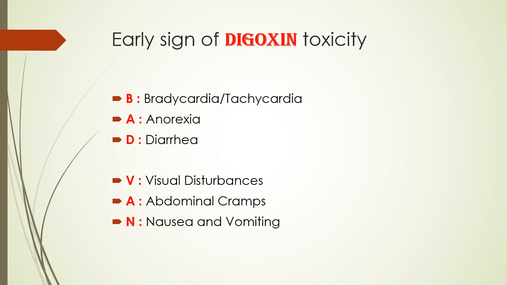Similarly, I have kept certain mnemonics regarding early signs of digoxin toxicity, which is very important during the NCLEX examination. Most of the time, they ask you about the digoxin toxicity, so you must remember this. Just remember BAD BAN. The digoxin toxicity early signs: BAD BAN. BAD, that means bradycardia or tachycardia, anorexia, diarrhea. BAN: B for blurred or visual disturbance, A for abdominal cramps, N for nausea and vomiting.